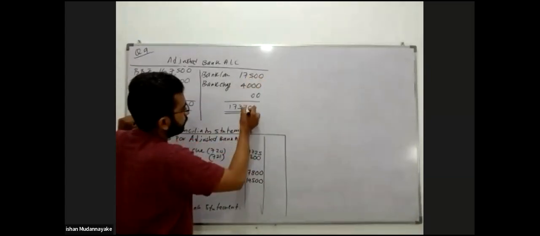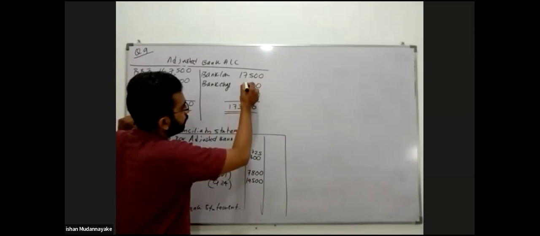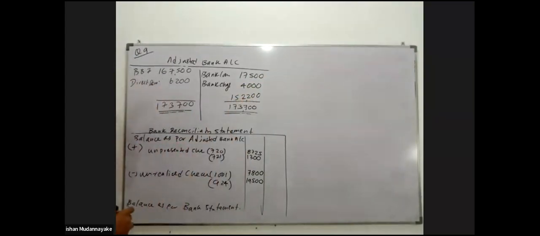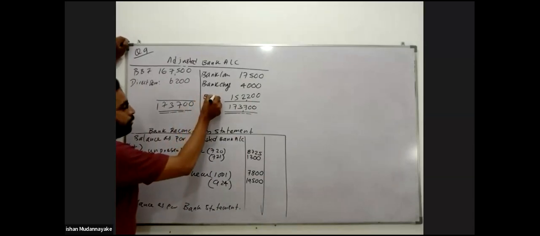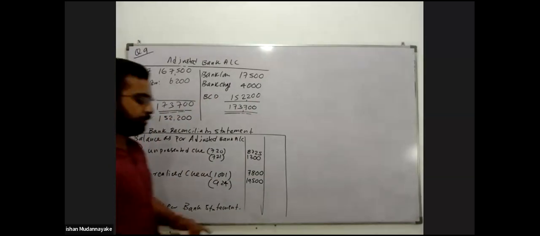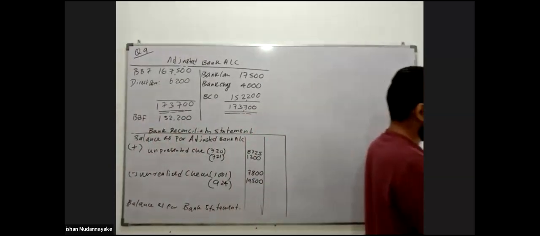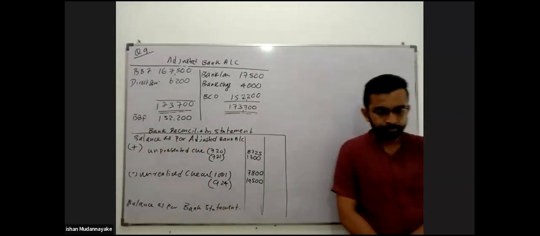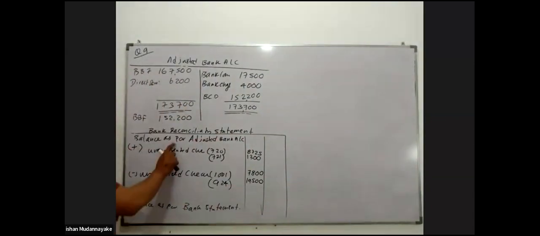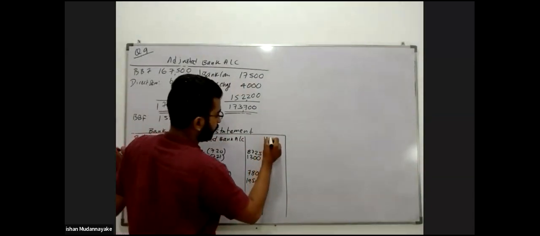Then my remaining cash balance, how much? Adjusted bank account balance minus 1,200 is 152,200. Right. Then balance carried down, balance brought forward. Adjusted bank account balance 152,200. Clear? And then transfer that amount into the reconciliation statement, 152,200.